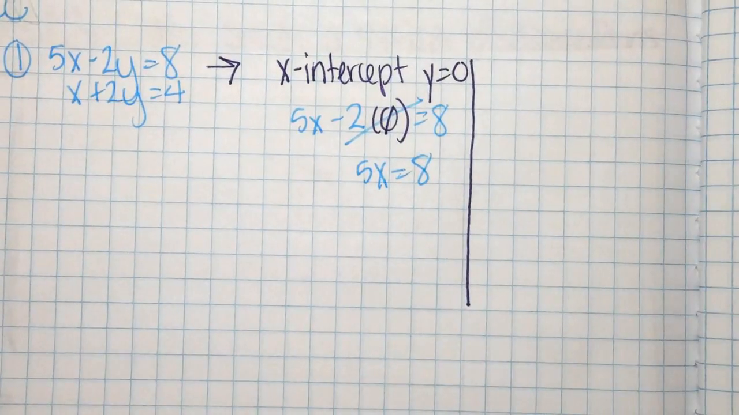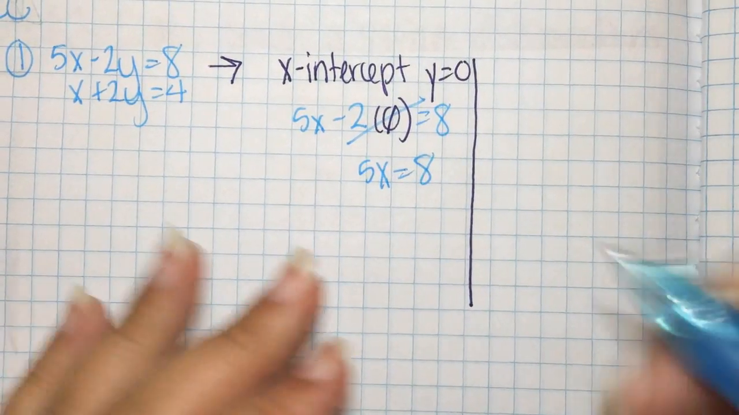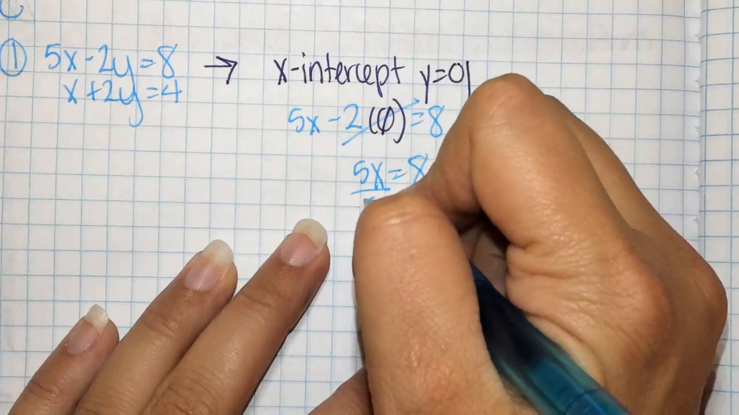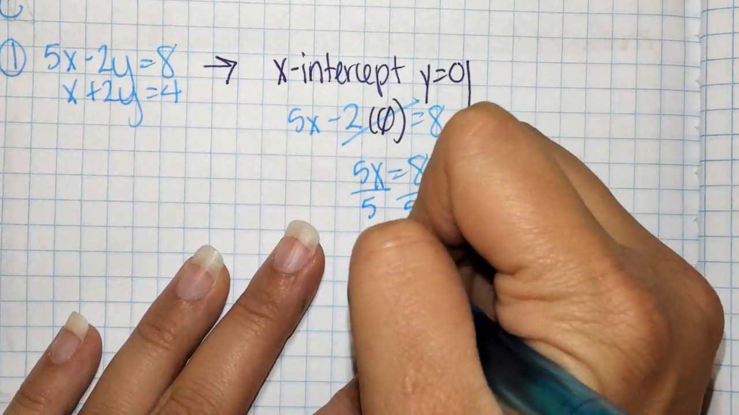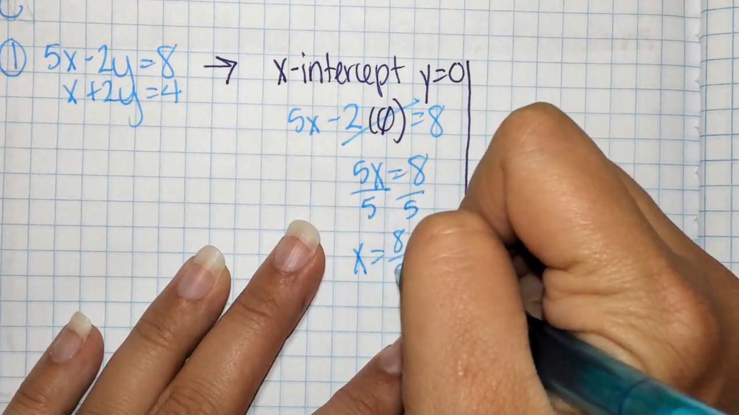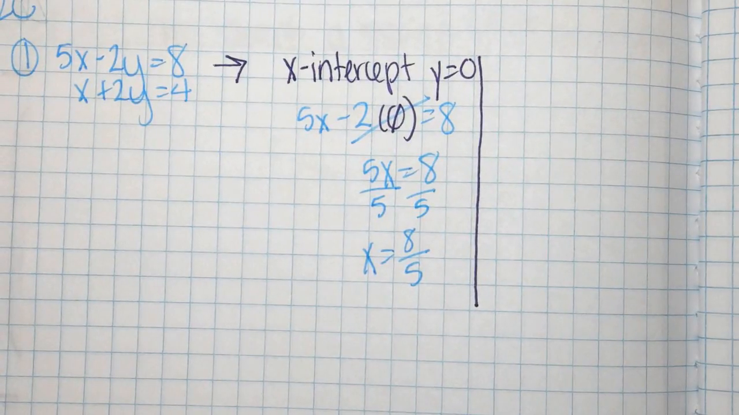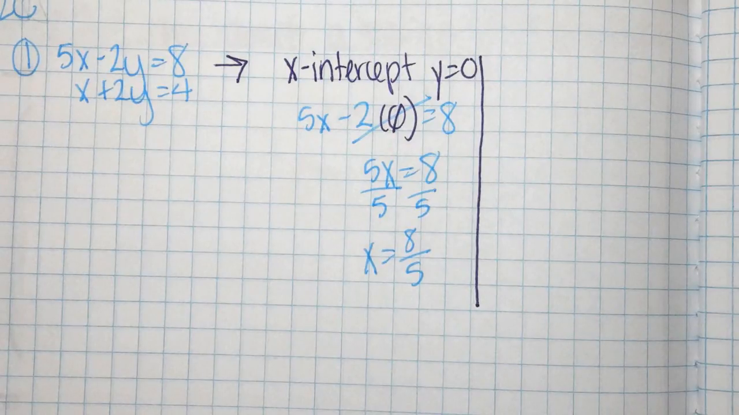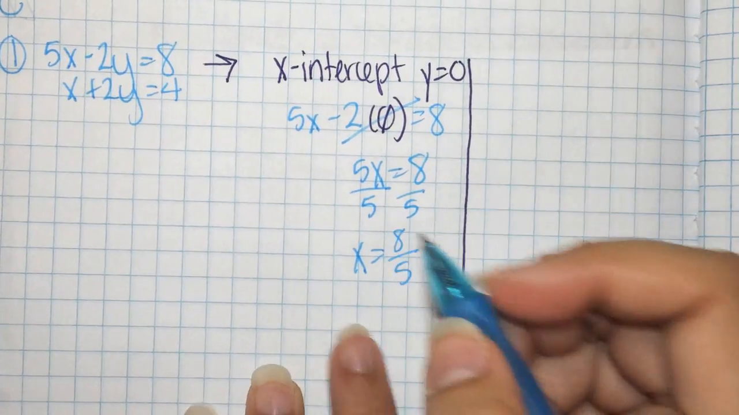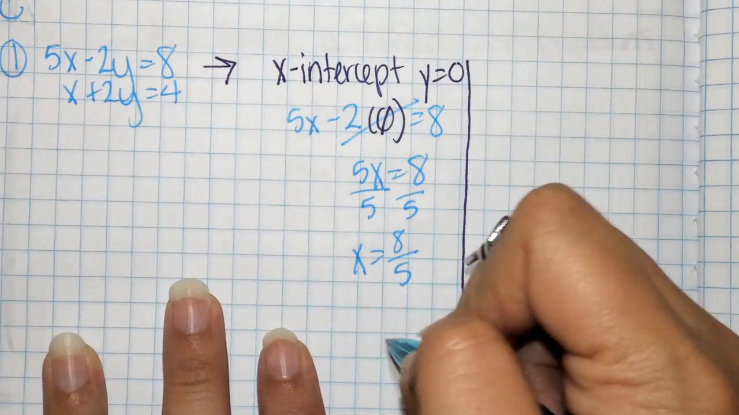How do we find what x is? Divide by what? 5. Divide by 5. So x is 8/5. What is 8 divided by 5? It is not 35. 1.6. Just 1.6.